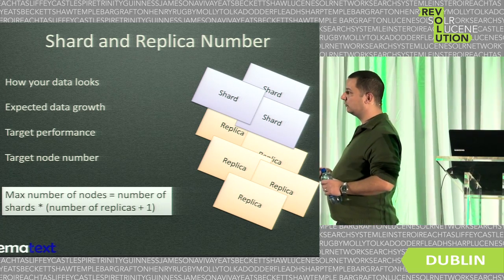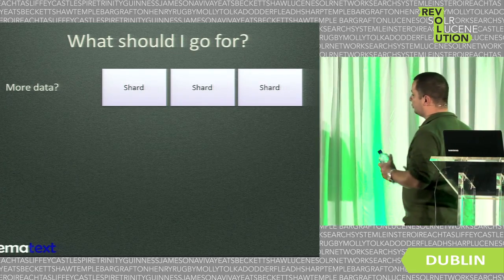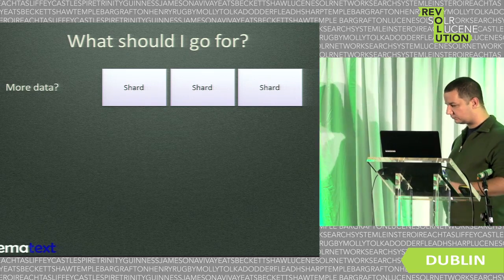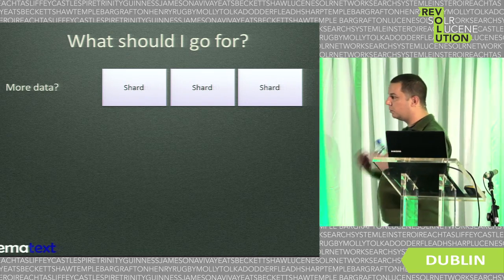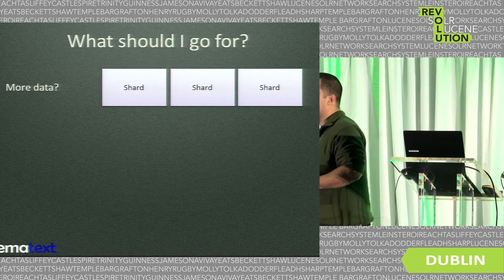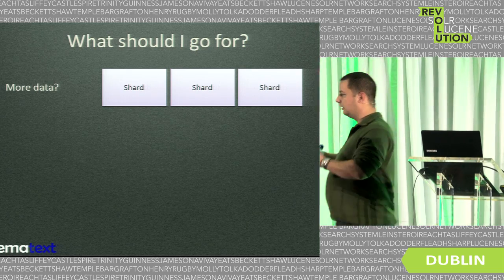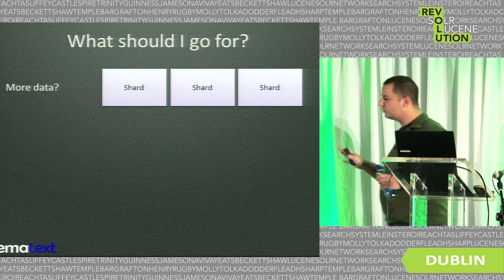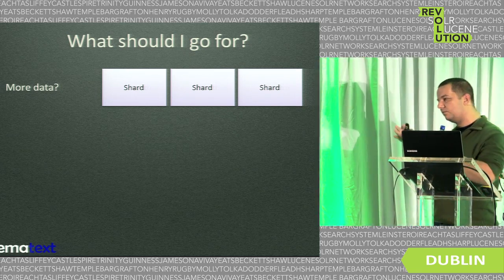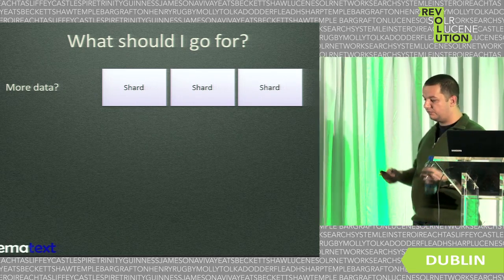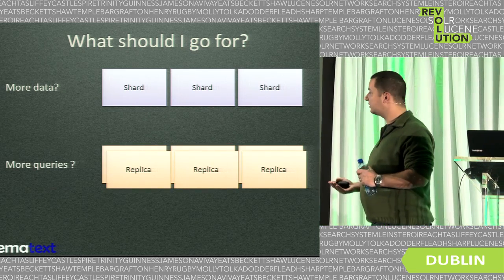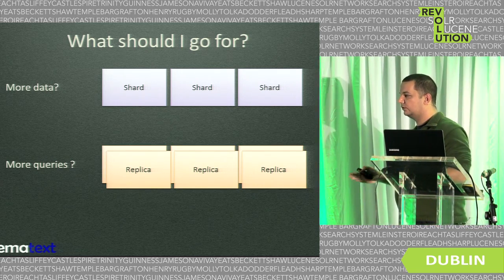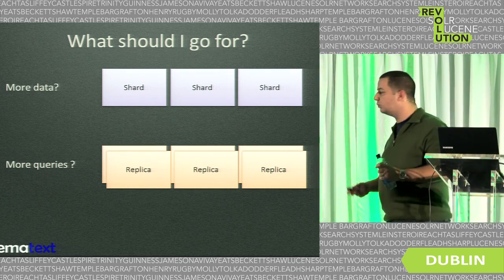However, when designing your index or collection, if you want to store more data, you need more shards. Of course, that's a very top, high-level view, but it's usually like this. If you have more data, have more shards. If you want more queries and faster queries, have replicas, because they will be able to divide the load among multiple nodes.